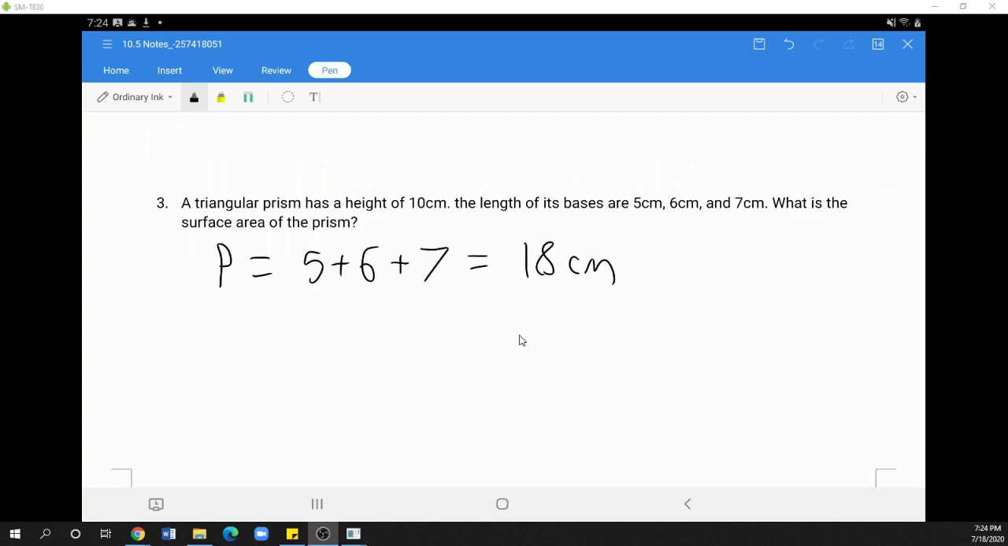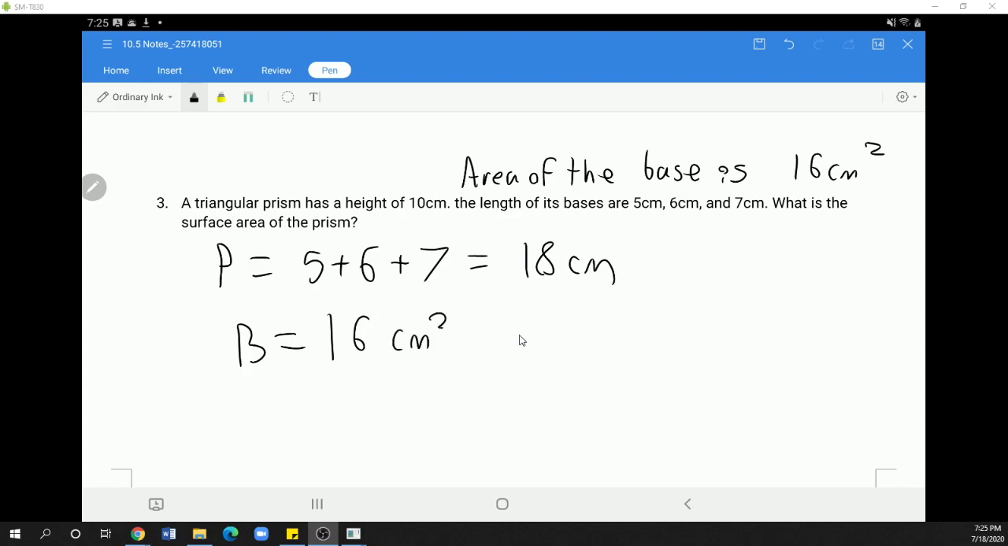Perimeter is 5 plus 6 plus 7, which is 18. It's a triangular prism, and I just realized I'm going to have to fix this later. So let me add in the area of the base. Let me just make up a number. Say, 16 centimeters squared.